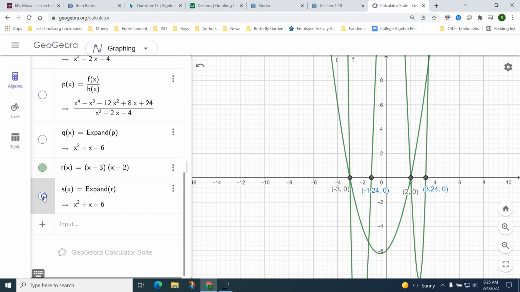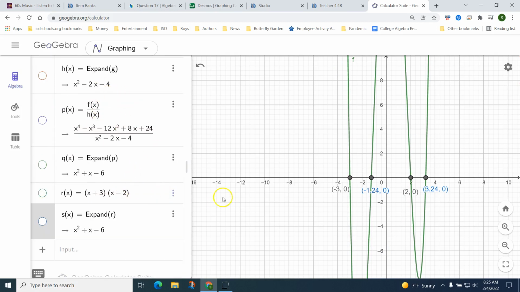And now let's hide all this. Let's look. This is the same as this. So there are two ways to do it. You could divide like I did up here, or you can find the roots if they're integers and FOIL it out. But either way, that's the answer.